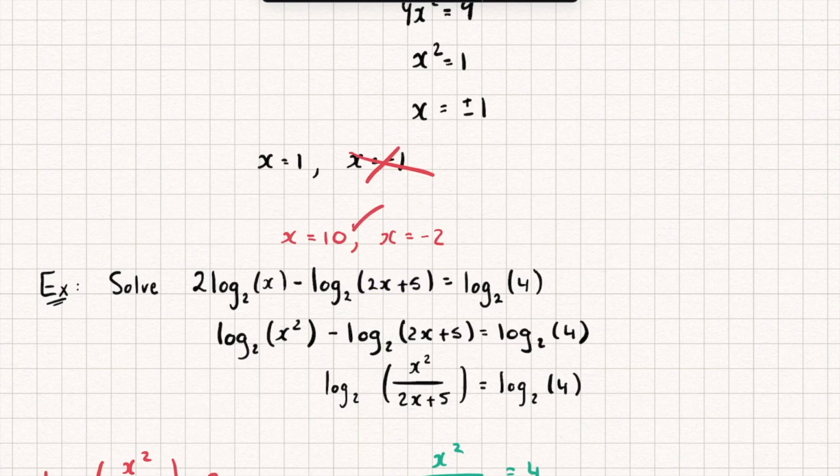How about x equals negative 2? Well, if I put x equals negative 2 into the argument of this logarithm, it becomes negative, which we can't have, and therefore it doesn't work. So I'm going to reject the solution, x equals negative 2, and just have x equals 10.